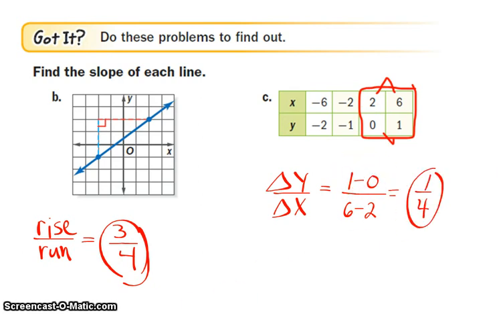And 1 minus 0 is 1, 6 minus 2 is 4, and if you take a look, if you did the mountains, as we like to call it, 6 minus 2 is 4, 1 minus 0 is 1. So that's your rise, this is your run. So it's a lot of the same things that we covered in chapter 1.